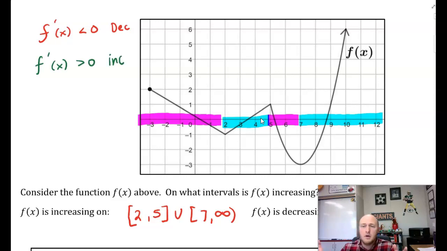Okay, now what separates these? Like, when do I change from increasing to decreasing? And hopefully you notice that we have these points here, here, and here. So the main idea is that when f prime of x is equal to 0, we're going to call these critical numbers, and we'll cover this in a moment.